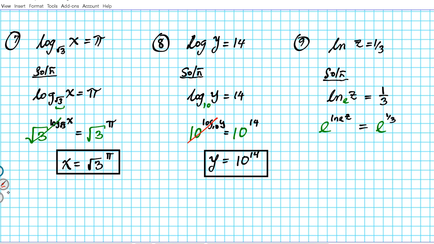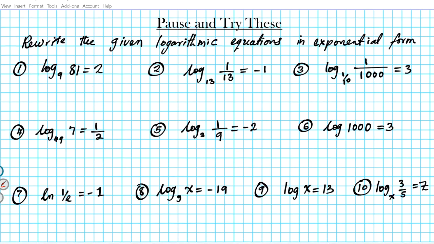Bam. On the left side, we can see inverse operations, exponents with a logarithmic power, with the same base as the exponent. So those two cancel each other out, and we have z is equal to e to the 1/3. That's the exponential form of the original logarithmic equation, ln of z equals 1/3.